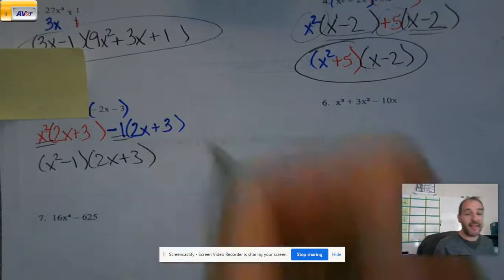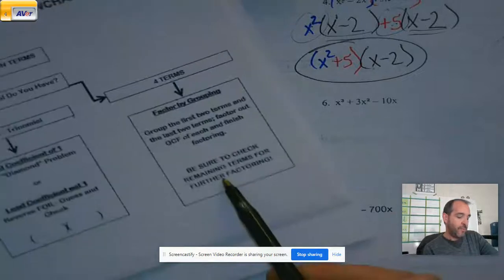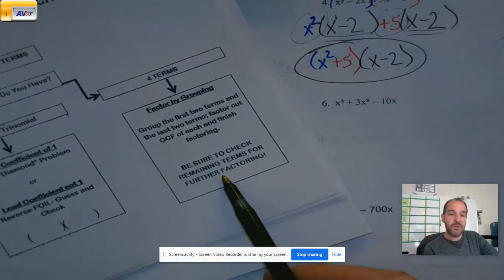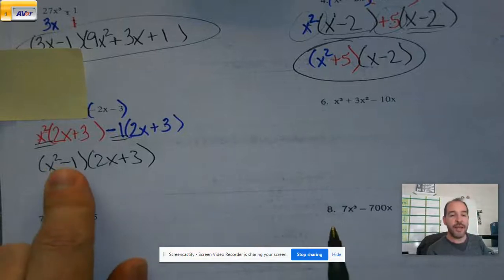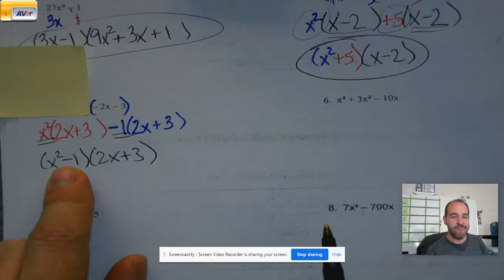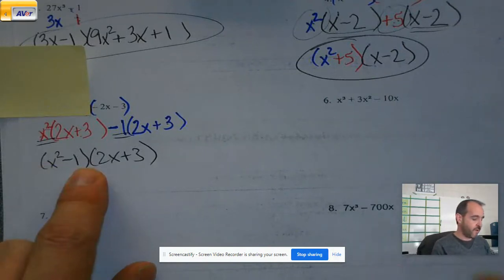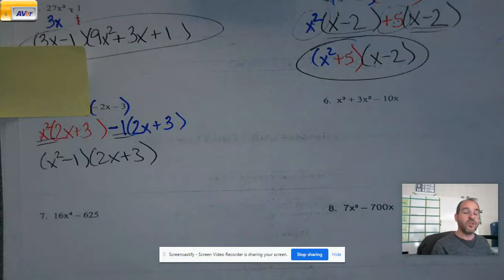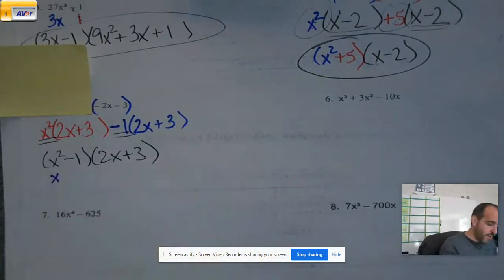Now, we've done a solid job here. There's one detail left. You're like, seriously, dude? Yeah. Be sure to check remaining terms for further factoring. Uh-oh. This will be the one we're looking at. Now what is x squared of what? Oh, perfect square and perfect square. So I got one more piece I got to do. This is a difference of squares.